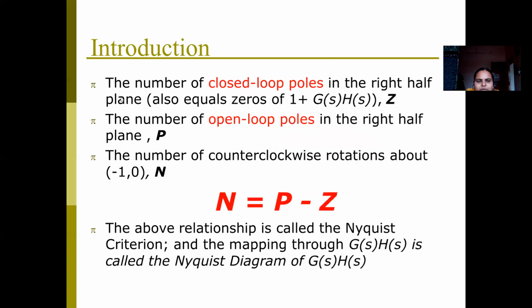Then the number of closed-loop zeros in the right half of the plane, where 1 plus j of h equals 0, is Z. And the open-loop poles towards the right half side are P. Then the counterclockwise rotations around minus 1 comma 0 give the number N, which is N equals P minus Z. This relationship is called the Nyquist criterion, and mapping through G of S, H of S is called the Nyquist diagram.